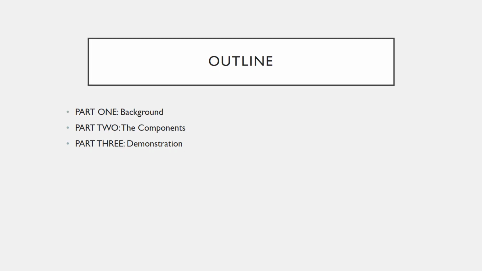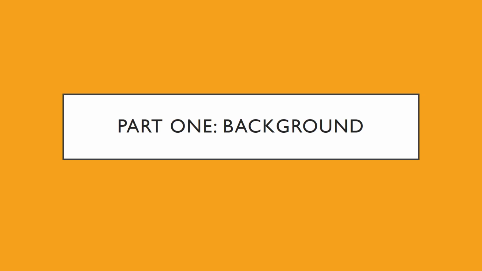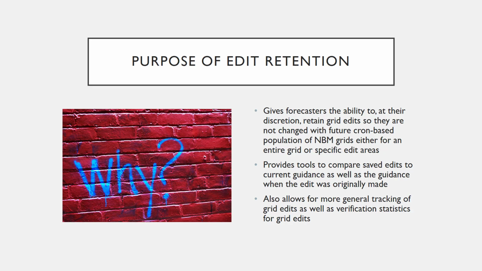This video will be divided into three parts. In the first part, I'll give a little bit of background about edit retention, its purpose, examples of when it might be useful to you, and some things to keep in mind as you use the tool. In part two, I'll describe the smart tools that make up edit retention and explain the color coding it uses. Finally, I'll briefly demonstrate how to use the components of edit retention and run through some examples of using it. Now let's go through the background information.